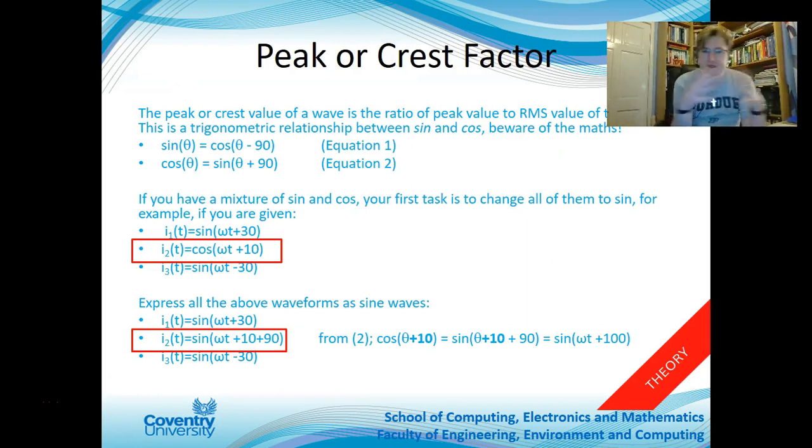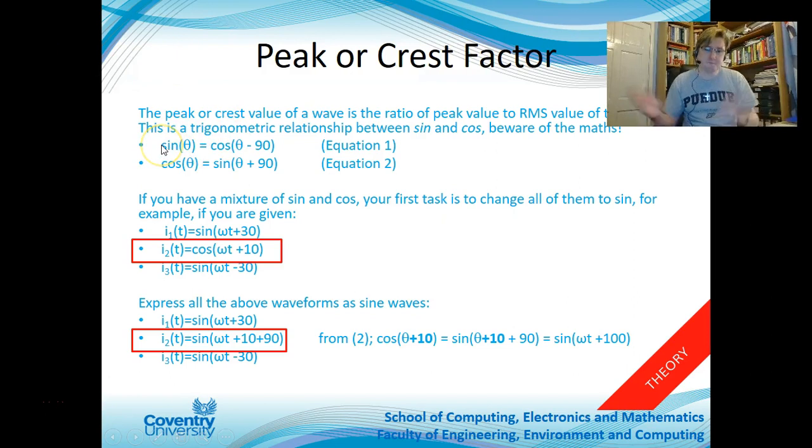Okay, so let's talk about the crest or peak factor. The peak or crest value of a wave is the ratio of the peak to the RMS value of the wave, and it's a trigonometric relationship. Sorry, be aware of the mathematics on this. Unfortunately, we can't get around that because with it being an oscillating waveform, it's going to have sines and cosines in.